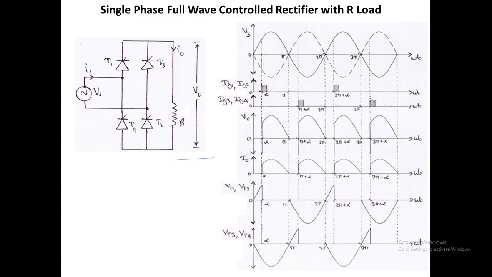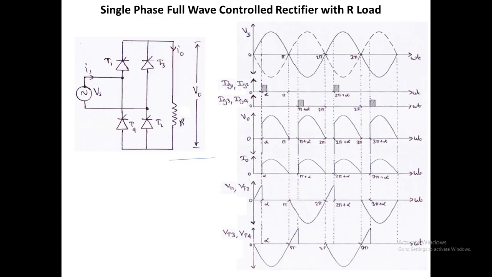and VT4. And pi to pi plus alpha also it will be in forward bias condition, but it will not conduct since the firing pulses are not given. So from pi to pi plus alpha we will get the positive spikes of voltage, and pi plus alpha to 2 pi it will be conducting, so the voltage across them is 0. And again 2 pi to 3 pi, again it is reverse bias, so we will get the input voltage as reverse voltage across T3 and T4. So this is the voltage and current waveforms.